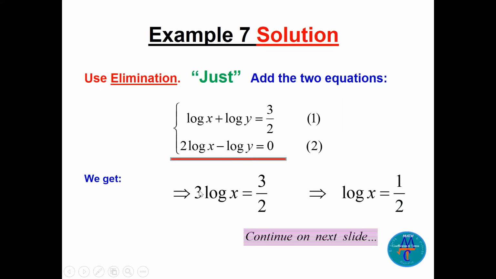So when you add, you get here 3 log of x, and this is canceled. 3 over 2 plus 0 will be 3 over 2.